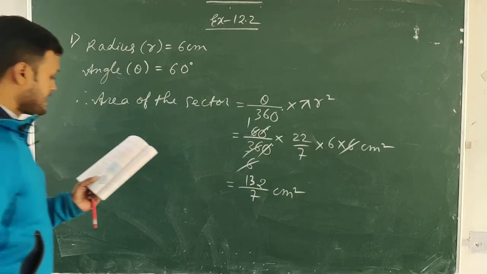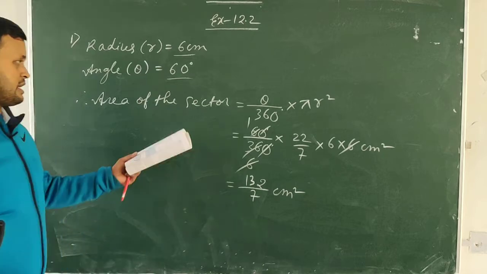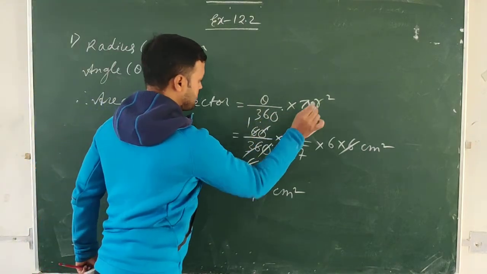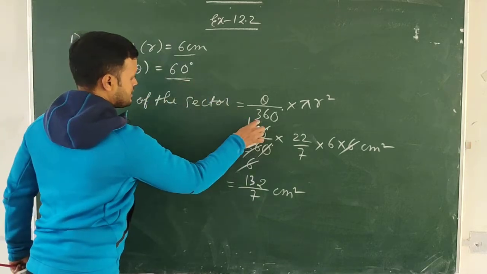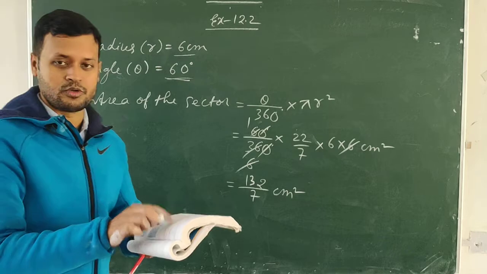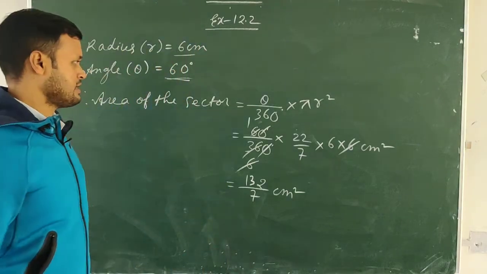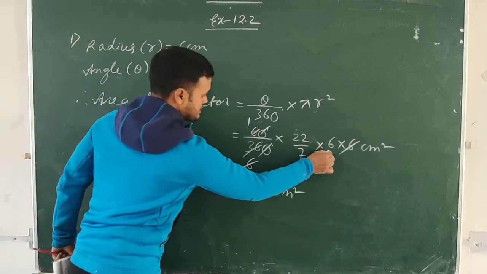So radius of the circle is 6 cm, angle is given 60 degree, so therefore area of the sector will be theta by 360 into pi r square. So what is the value of the angle? Angle 60 degree, just put here, divided by 360 into pi, which means 22/7. If the value of pi is not given to you, then you will directly take it to be 22/7. And radius is how much? 6. So r square is there, so write 6 into 6.